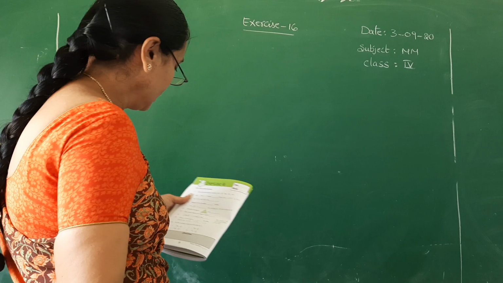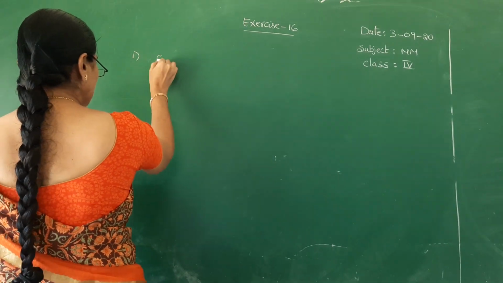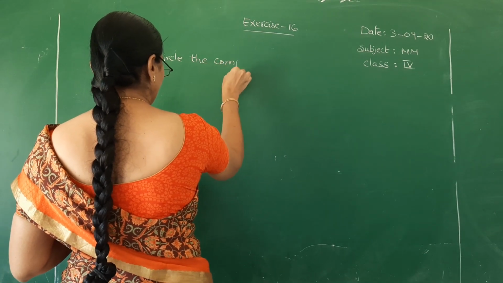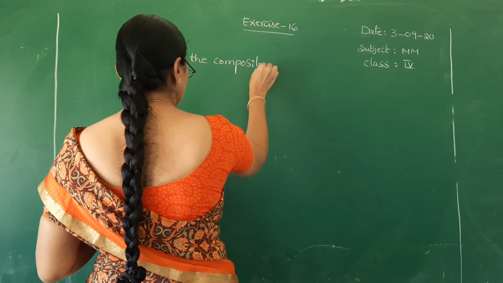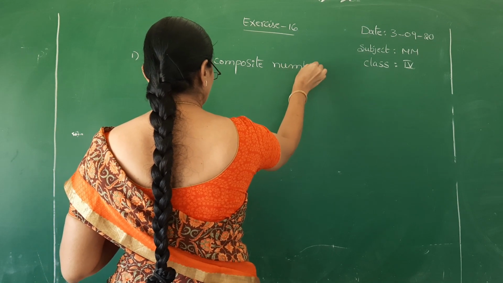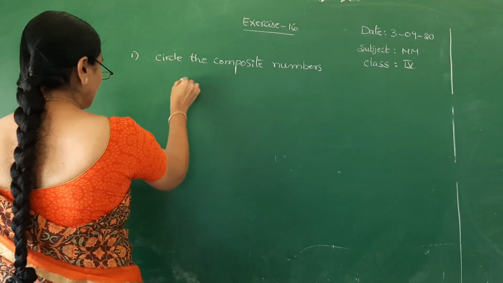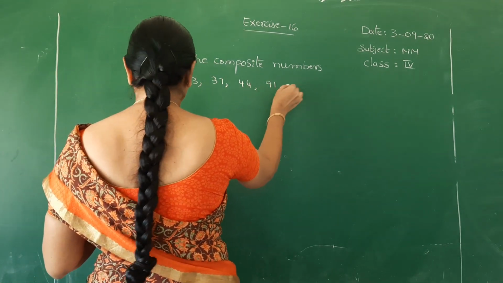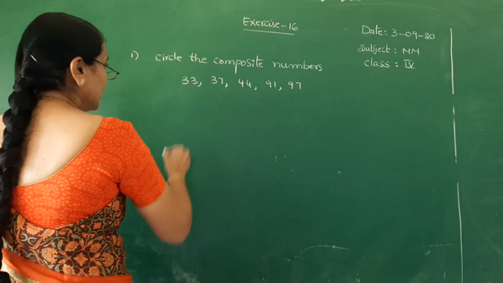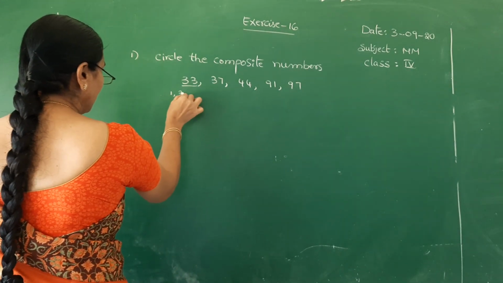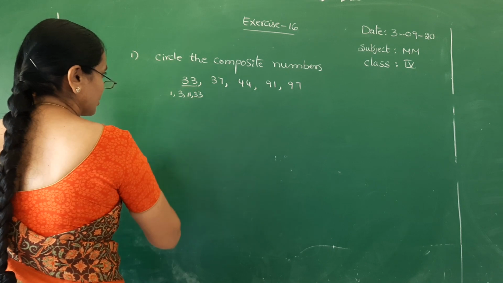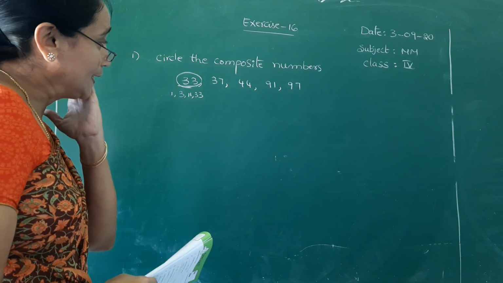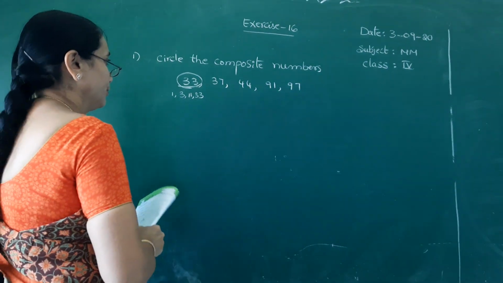Here the first question. Circle the composite numbers. The given numbers are 33, 37, 44, 91, 97. See, 33 comes in the 3 table, 11 table and 33 table also. So it is a composite number. 37 you did not see anywhere in any table, so it is a prime number.